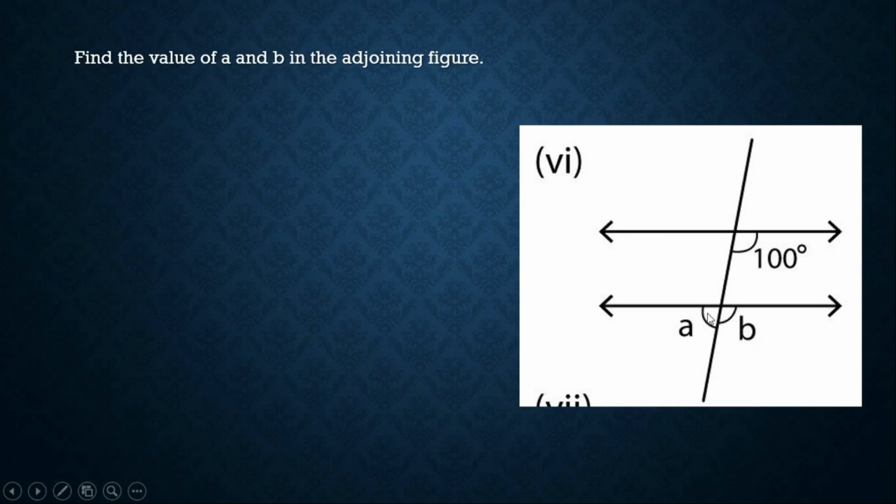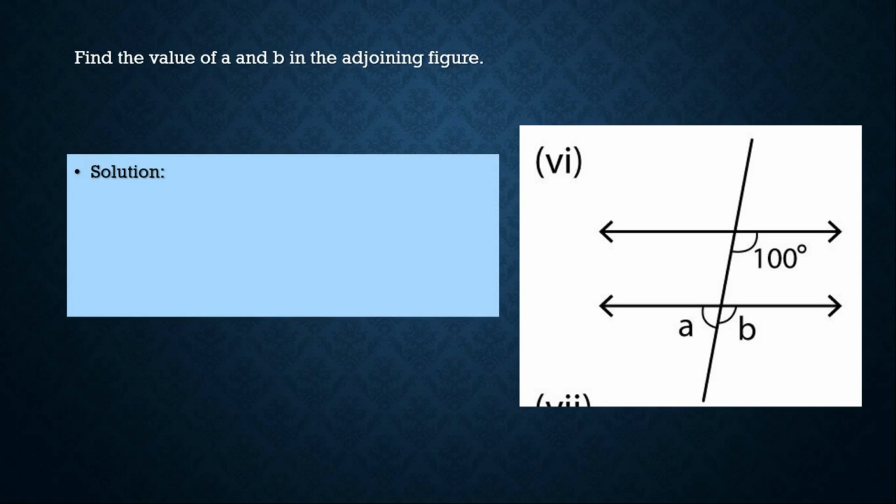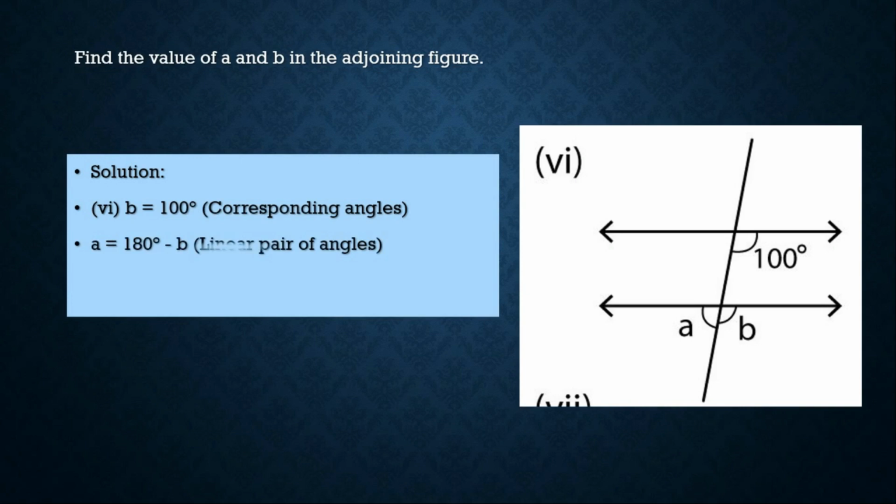Now we can use here the linearity property, linear pair. So 100 degrees plus A equal to 180 degrees. So we will shift this 100 degrees from the left hand side to the right hand side and we will get the answer. So the solution: B equal to 100 degrees. Why? They are corresponding angles. Then angle A equal to 180 degrees minus B, that is linear pair. After substituting the value of B, that is 100 degrees, we will get 180 degrees minus 100 degrees, which is equal to 80 degrees. So the value of angle A is 80 degrees and the value of angle B is 100 degrees.